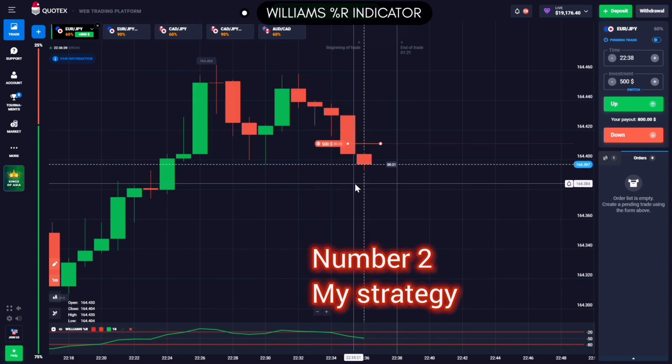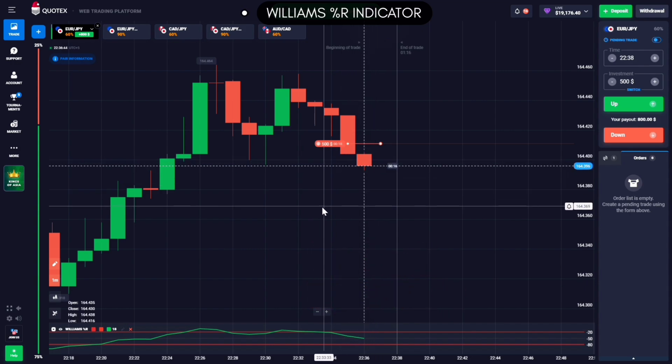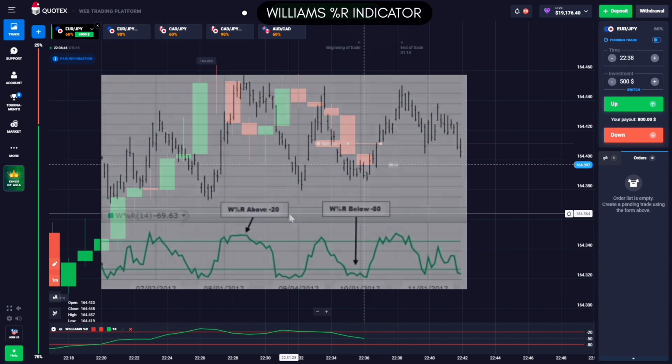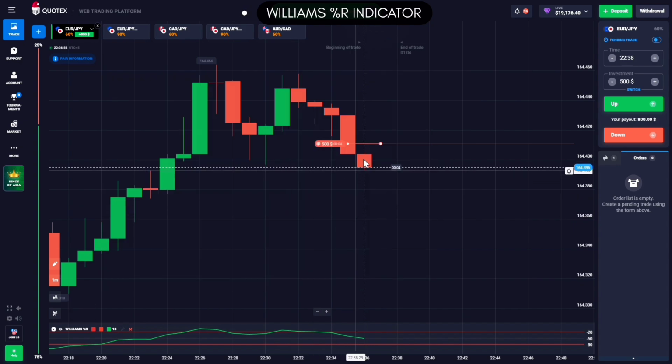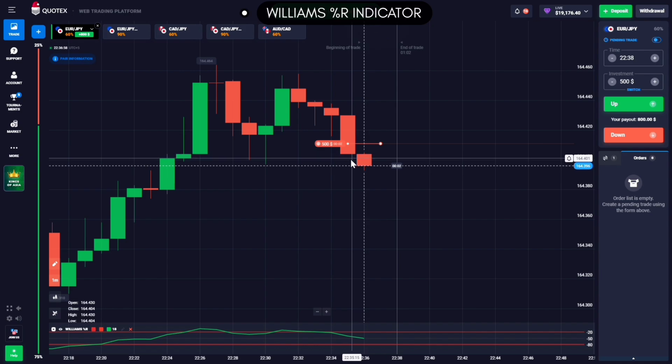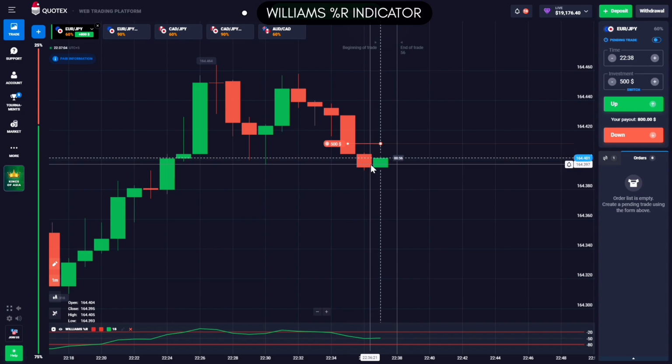Number 2. My strategy. Mean reversion strategy. Buy when the Williams %R indicator is in the oversold region, above -80, and sell when it's in the overbought region, below -20. Momentum strategy. Buy when the Williams %R indicator is below -20 and rising, and sell when it's above -80 and falling.